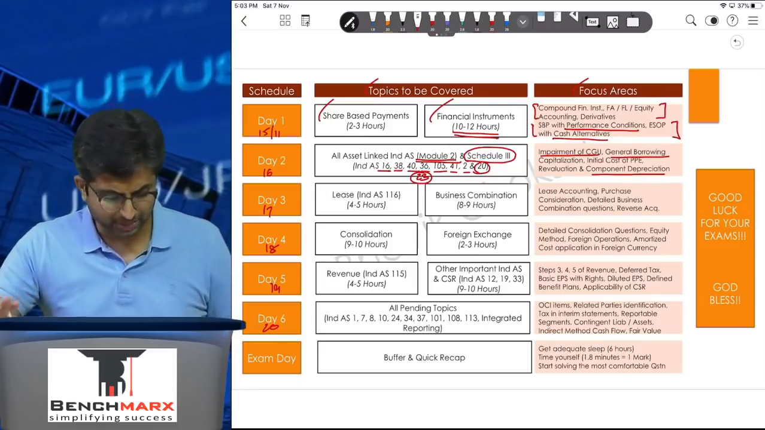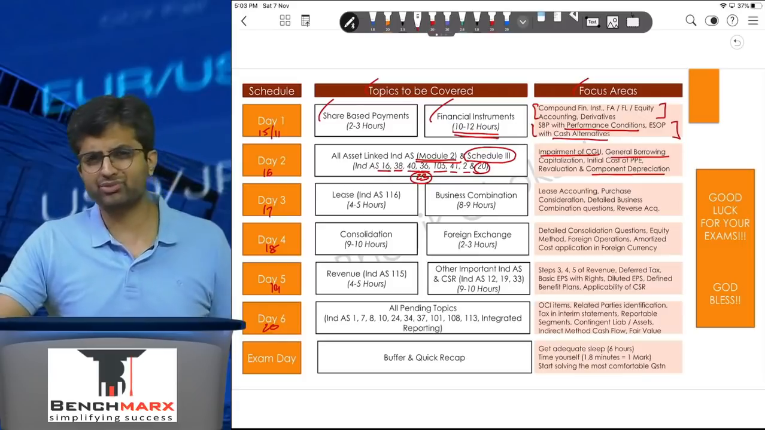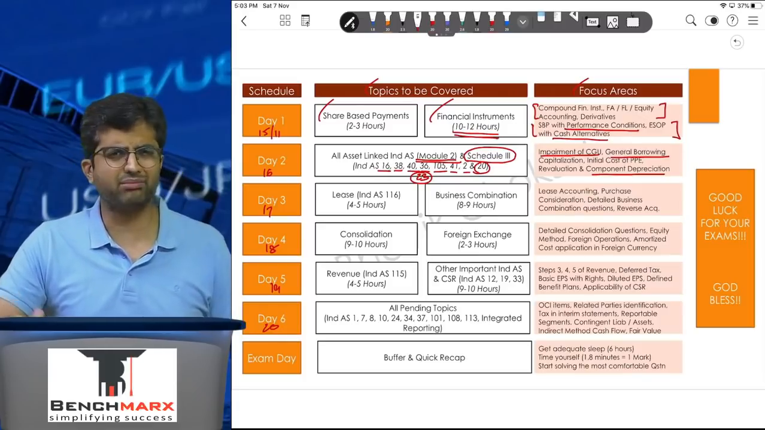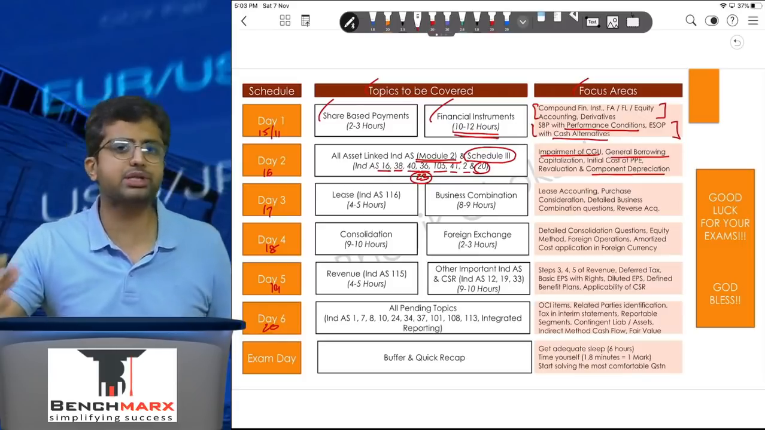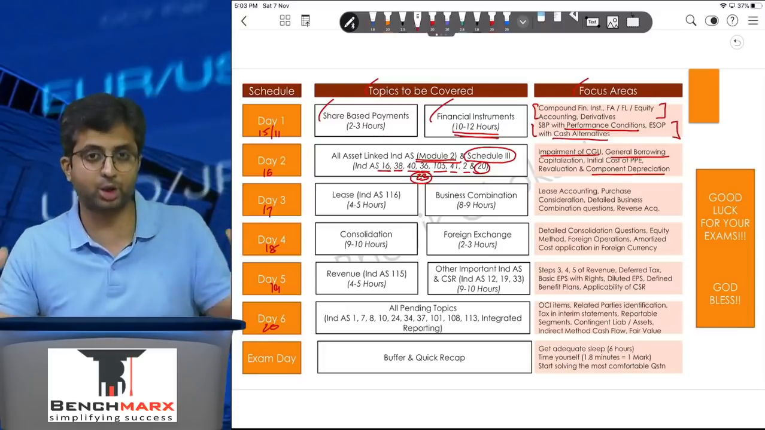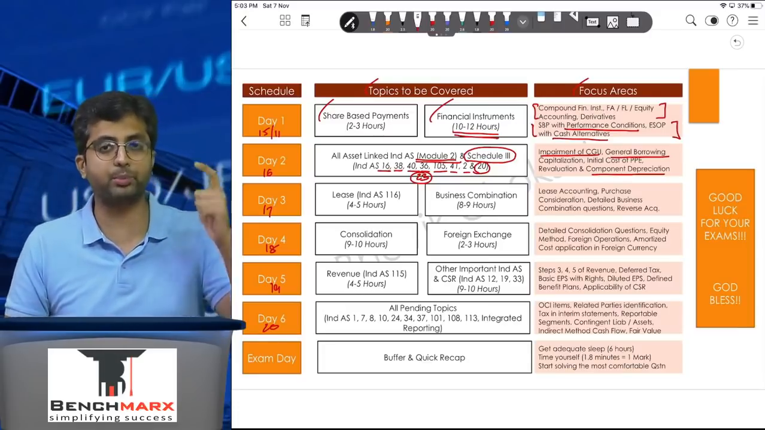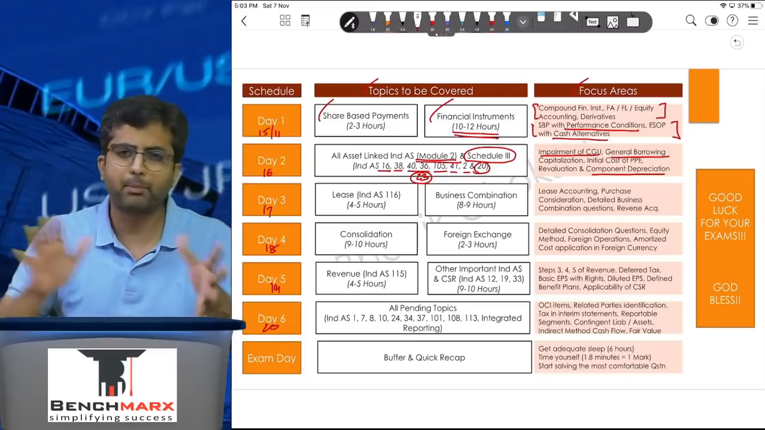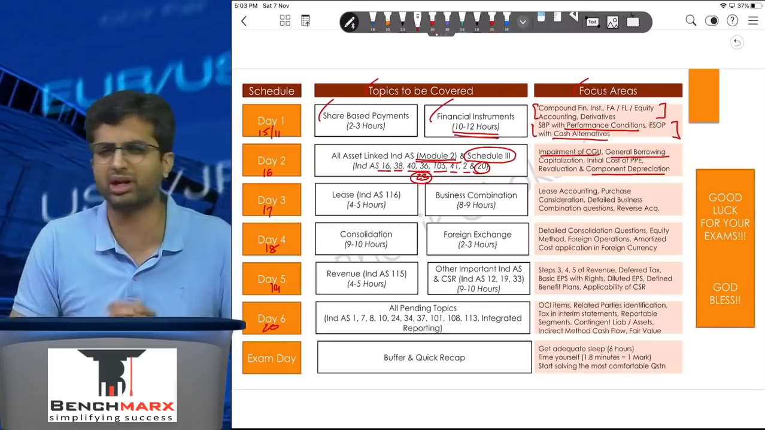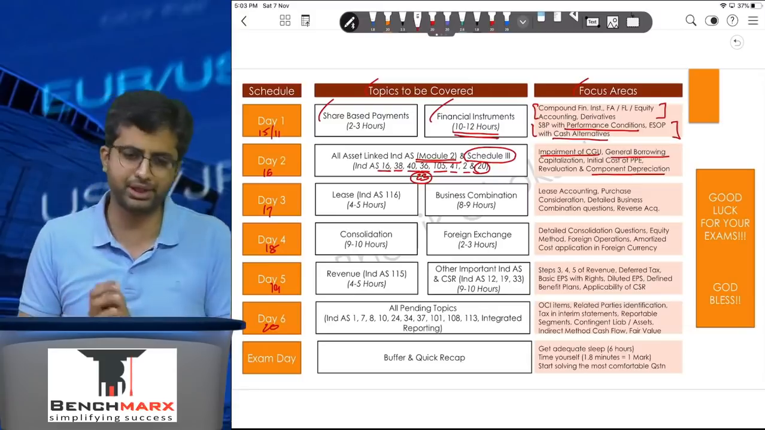Okay, so these are the important topics. Also, generally, you can keep around a maximum of 1.5 to 2 hours per Ind AS, except for the bigger ones like property, plant and equipment, and impairment, which might take slightly more, but otherwise try to finish everything in 1.5 to 2 hours max per Ind AS.